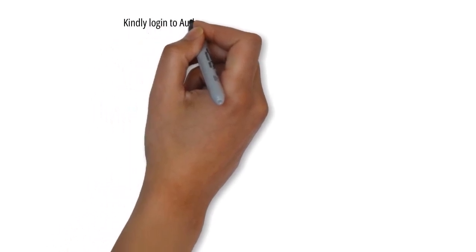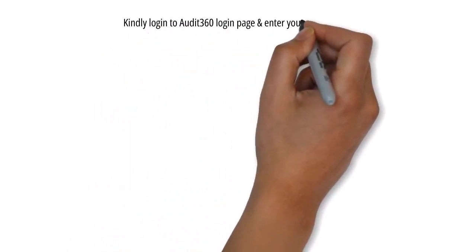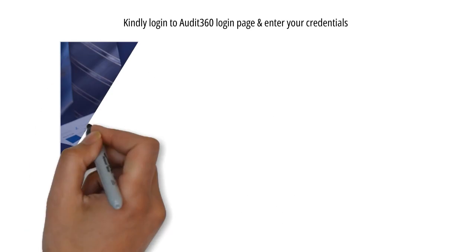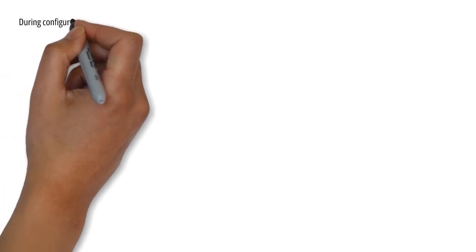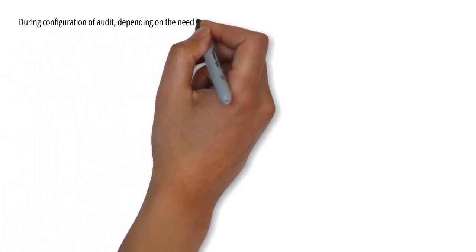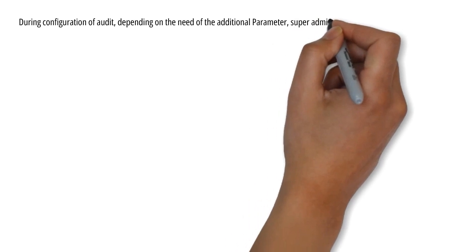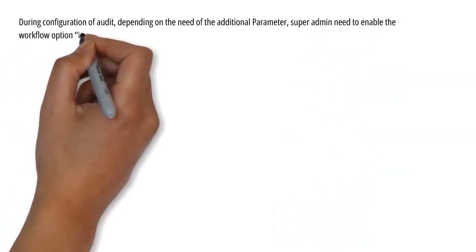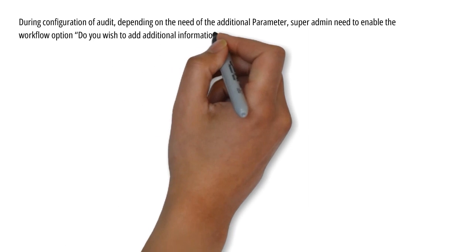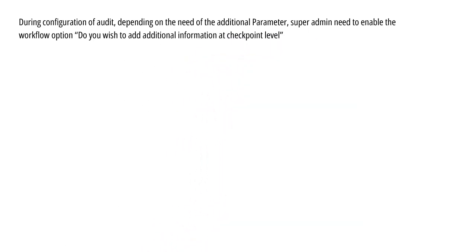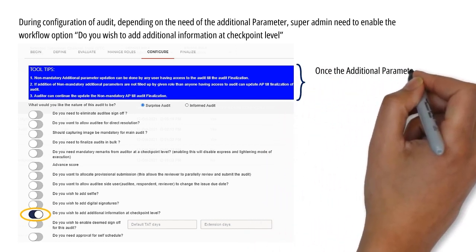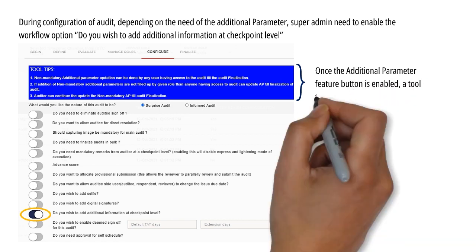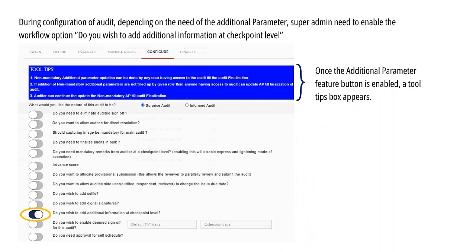Kindly log in to the Audit 360 login page and enter your credentials. During configuration of audit, depending on the need of the additional parameter, superadmin needs to enable the workflow option. Do you wish to add additional information at checkpoint level? Once the additional parameter feature button is enabled, a tooltip box appears.